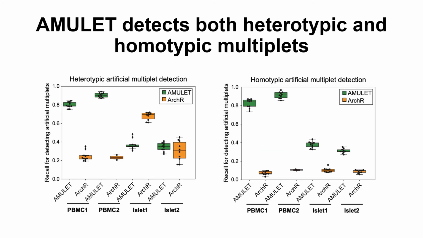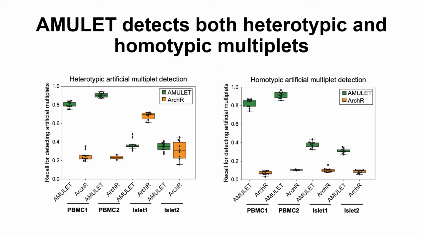Using recall, we compared AMULET to Archer, which is the current state-of-the-art method for detecting multiplets in single nucleus ATAC-seq data. AMULET outperformed Archer when detecting heterotypic multiplets in PBMCs, while Archer outperformed AMULET for the first of two islet samples. In the second islet sample, AMULET remained comparable to Archer. However, as expected, AMULET was able to detect homotypic multiplets at the same rate as heterotypic multiplets, while Archer, since it uses a method that cannot detect homotypic multiplets, detected these artificial multiplets seemingly at random.